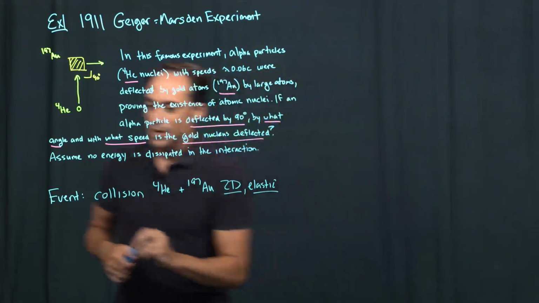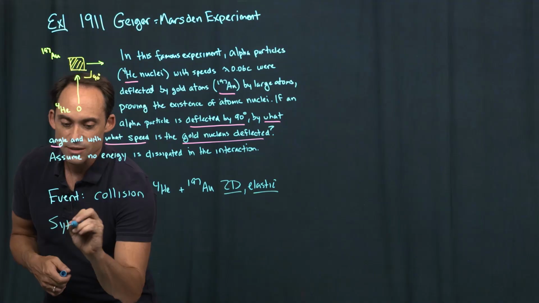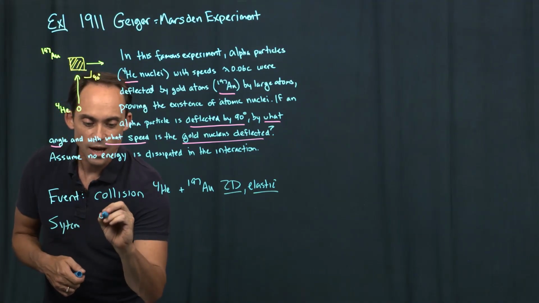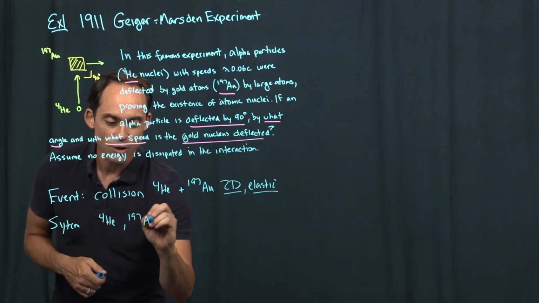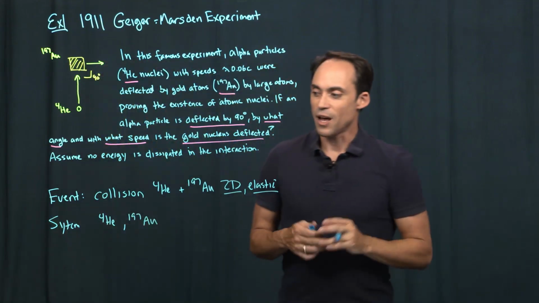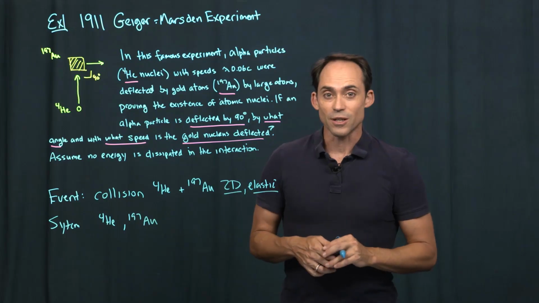And the system that we're looking at, of course, then is the 2 nuclei that come into contact, the helium nucleus and the 197 gold nucleus. That's the system we're going to be looking at in terms of this collision.